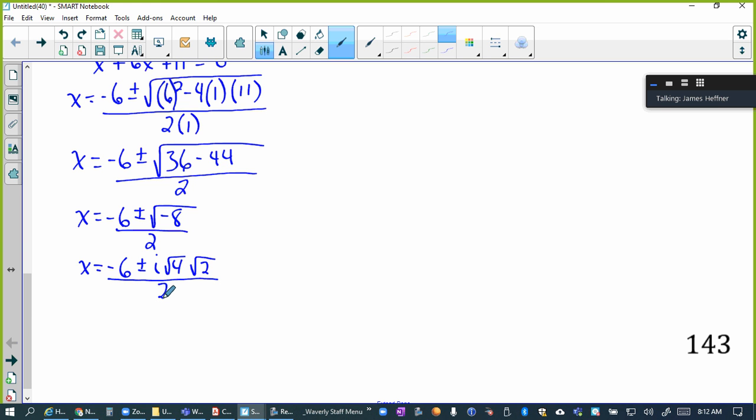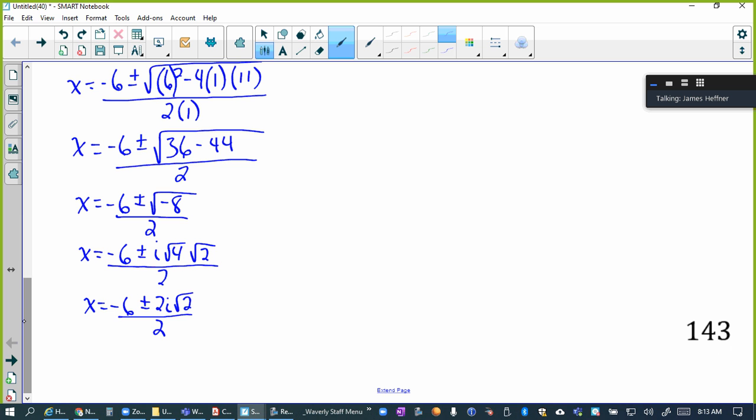All over 2. All right. Here we got that. What's the square root of 4? 2. So 2i square root of 2 all over 2, right? But let's break this up. We want to get it into a plus bi form. It's not quite there, is it, right?